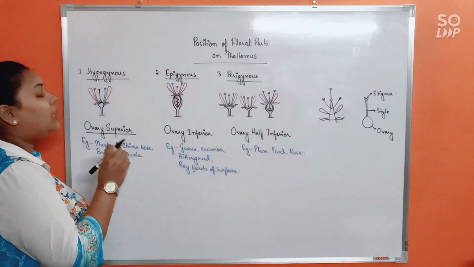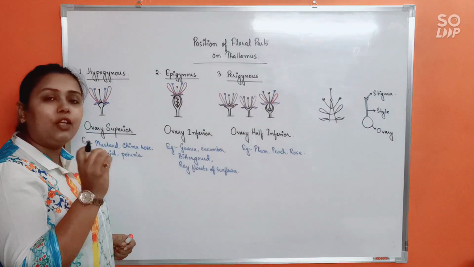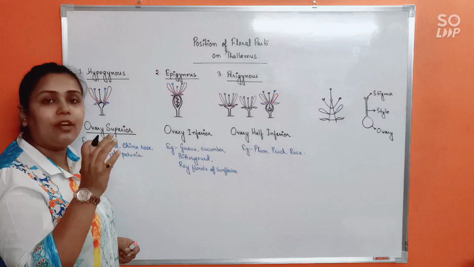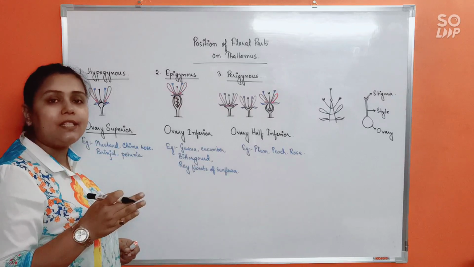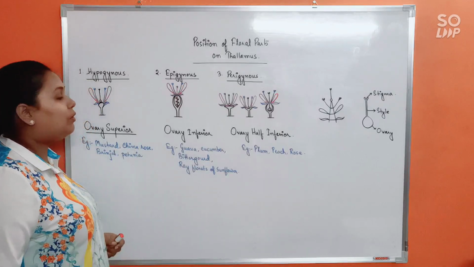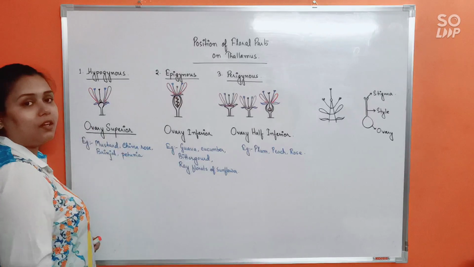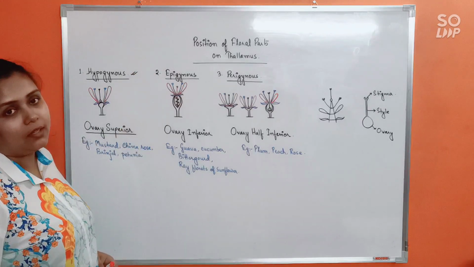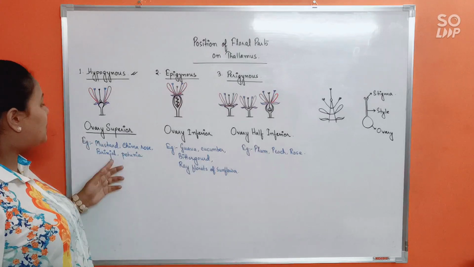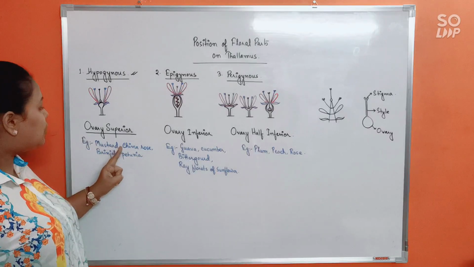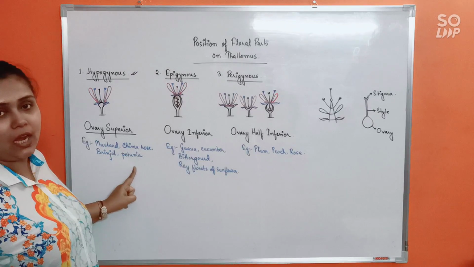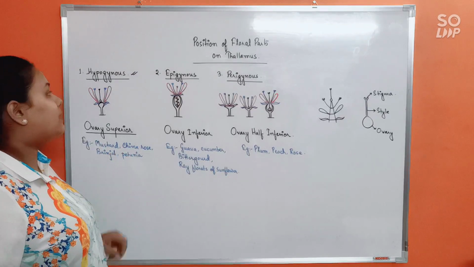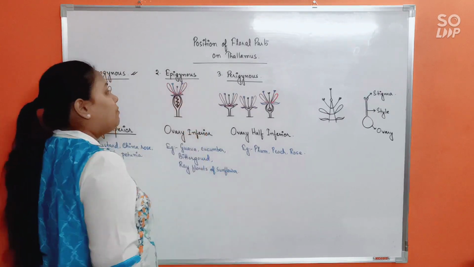So if in a flower the ovary occupies the topmost position and the rest of the floral parts arise from below it, then we will call it ovary superior condition, or the flower is known as hypogynous flower. Understood? Examples are very important. Mustard, China rose, brinjal, petunia. Alright. Next. Epigynous flower.